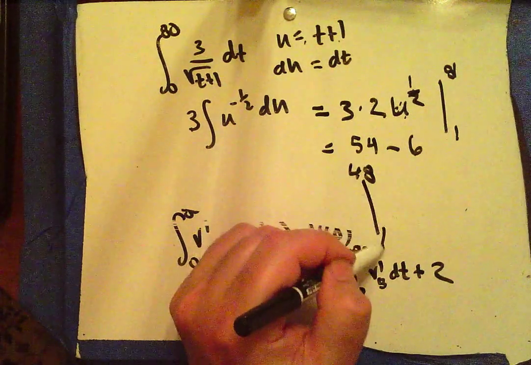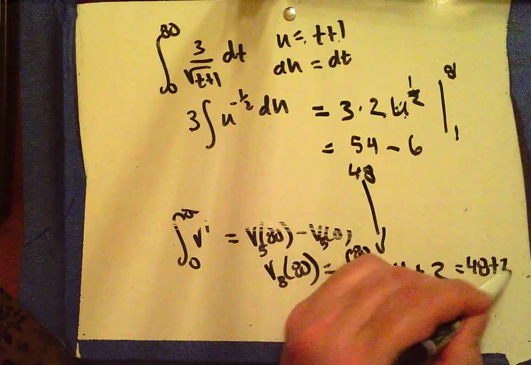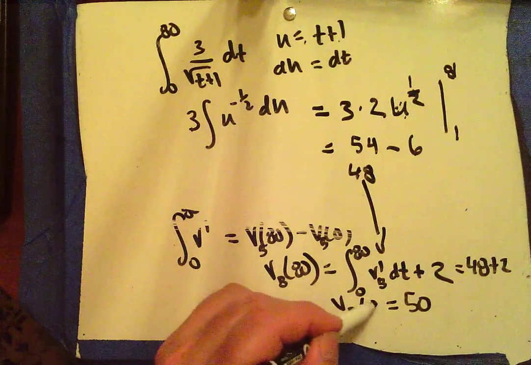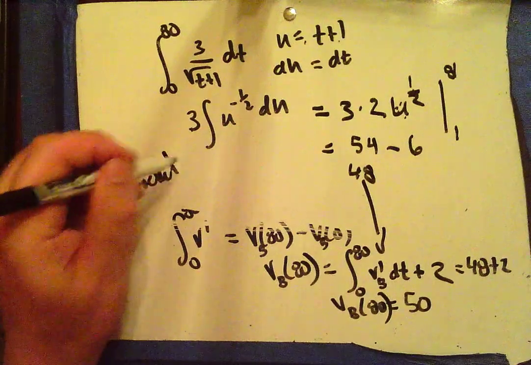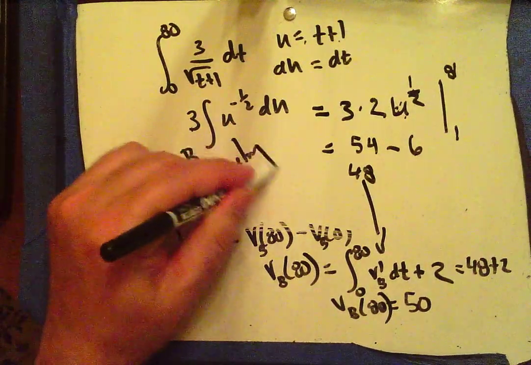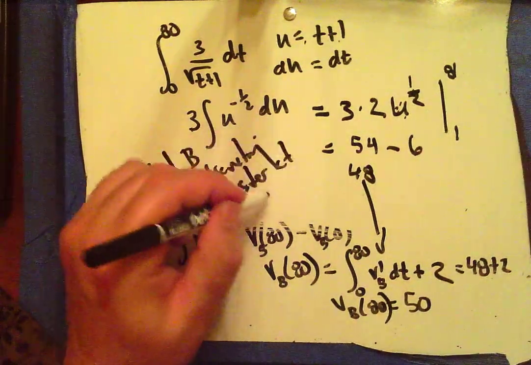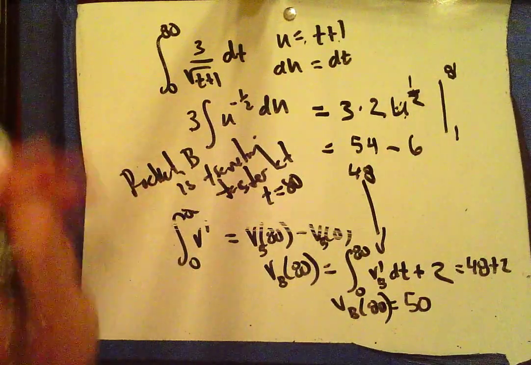Don't forget though, that's the value of the integral. So we have 48 plus 2, or 50, is v sub b of 80. So rocket B is traveling faster at t equals 80. Okay.